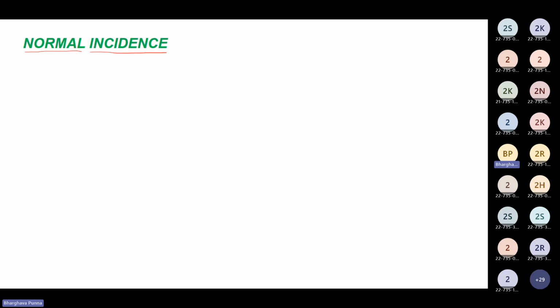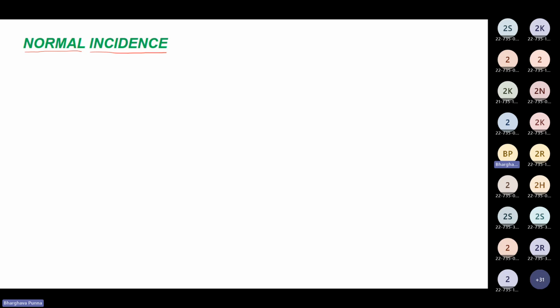Whether we study normal incidence or oblique incidence, we have to consider two media. Normal incidence is somewhat easy, but oblique incidence is very difficult to understand, though once you understand it, it is okay. A lot of attention is required for oblique incidence, not for normal incidence. The same terminology is used for both, but understanding oblique incidence is difficult, so you have to listen very carefully.